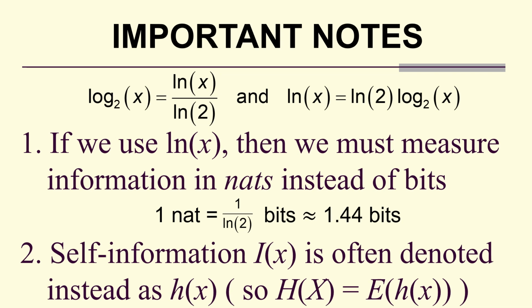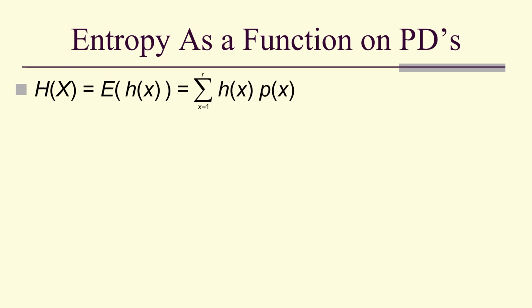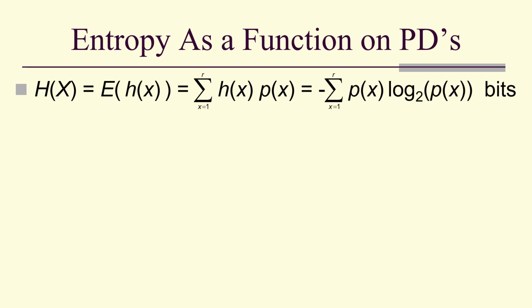Also, self-information, I of x, is often denoted instead as little h of x, and that's in correspondence with entropy, capital H of capital X, being the expected value of self-information, in this case, little h of x. So our entropy is the expected value of surprisal, which is the sum of the surprisal function times the probability function, which is negative the sum p of x log base 2 of p of x in bits, or the natural log if we're doing things in nats.